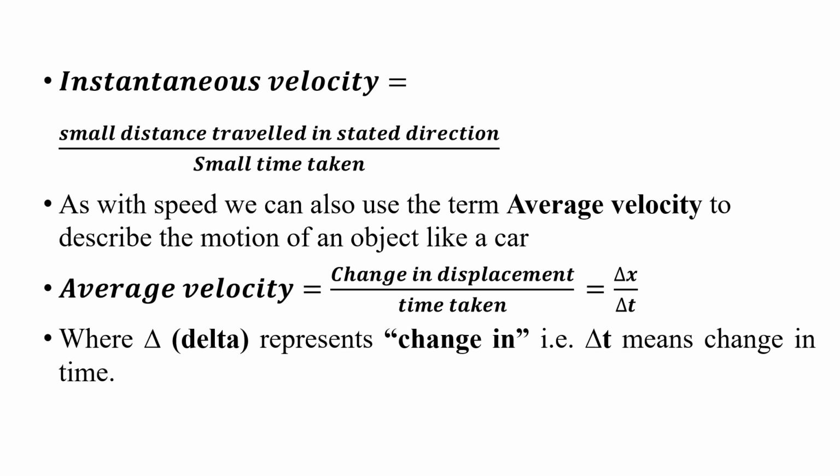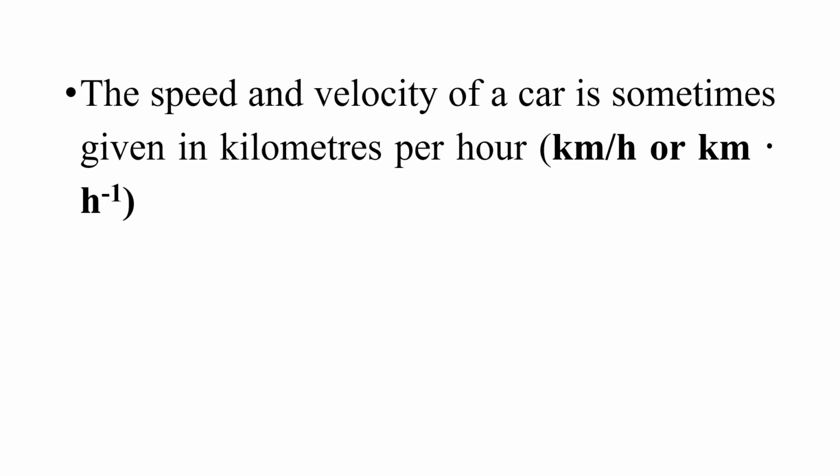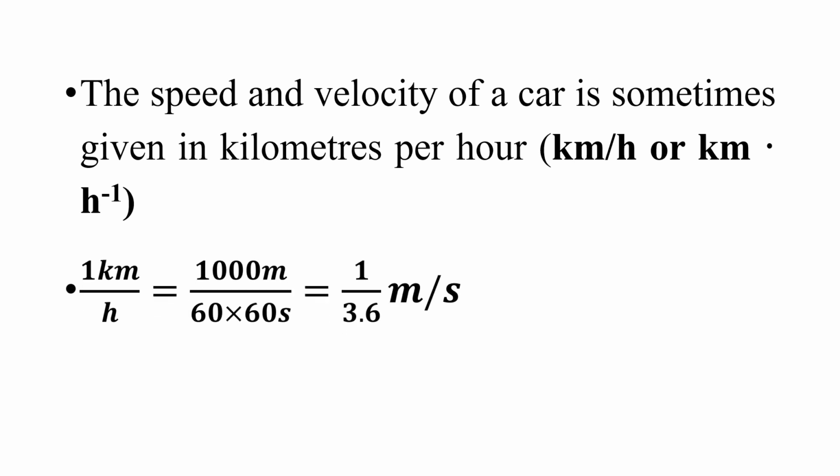The speed and velocity of a car is sometimes given in kilometers per hour, km/h or km h⁻¹. 1 kilometer per hour equals 1000 meters, over, 60 times 60 s, equals 1 over 3.6 meters per second. i.e., 1 meter per second equals 3.6 kilometers per hour.